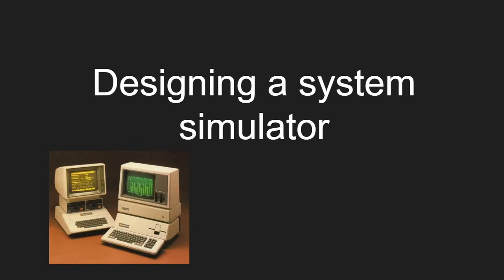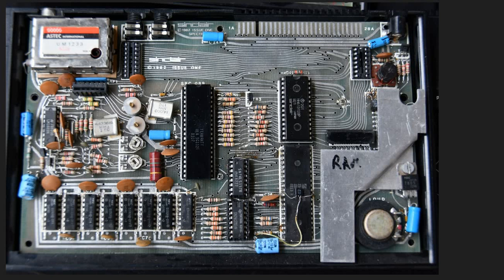In my previous video, I spoke about the difference between a CPU simulator and a system simulator. Today I'm going to describe how one can design a system simulator. So when doing that, we must start with looking at an actual computer. This is an example of a Spectrum computer, which is based on a Z80 CPU.